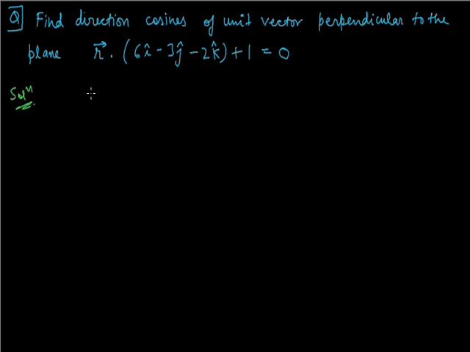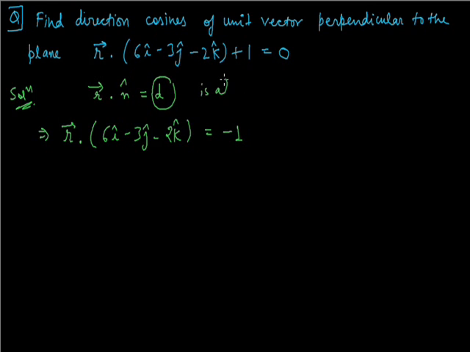Now if we compare it with the vector equation of the plane, the vector equation is r vector dot n cap equals d. So let's convert this equation into the standard form. It will be r vector dot 6i cap minus 3j cap minus 2k cap equals minus 1. But we know that this distance d is always positive. So for that purpose we will multiply both sides by minus 1 to make this distance positive.